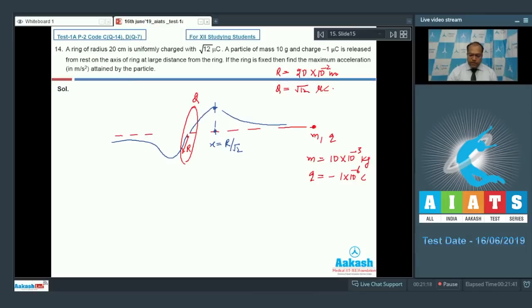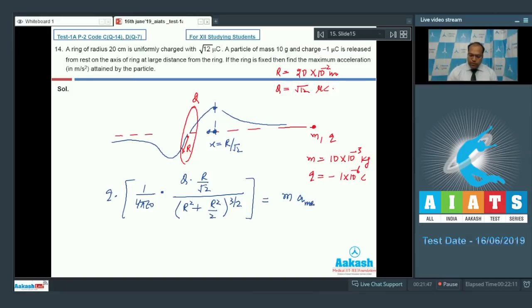The force experienced by this charged particle at this point would be q into E max. That can be written as 1 divided by 4 pi epsilon naught, q into x, that is r by root 2, divided by (r square plus x square), that is (r square by 2 plus r square) raised to the power 3 by 2, and this is equal to mass m into acceleration. So this would be maximum. If I substitute the data and solve for A max, the value of A max comes out to be 30 meter per second square. So the correct answer for question number 14 is 30. Let's move to question number 15.